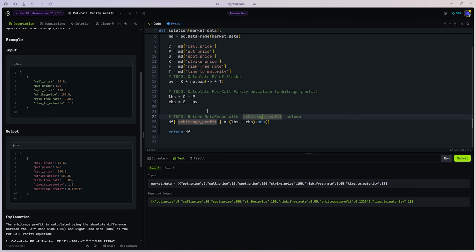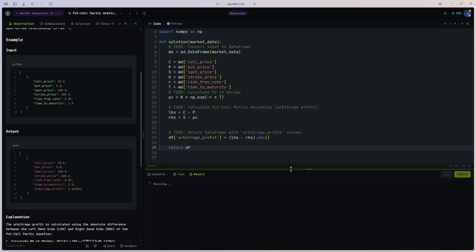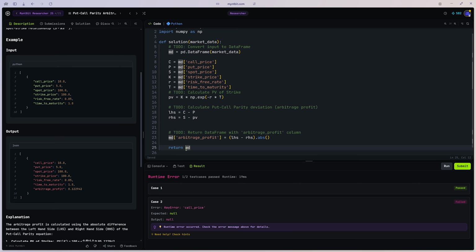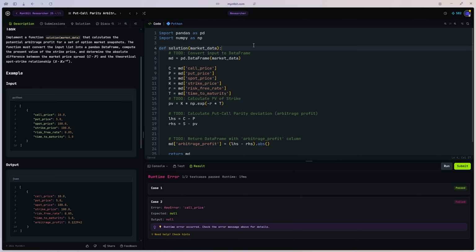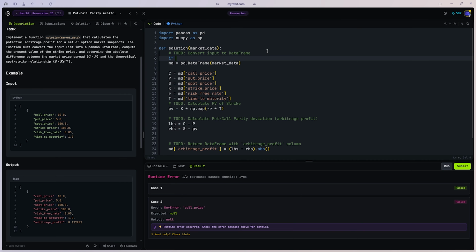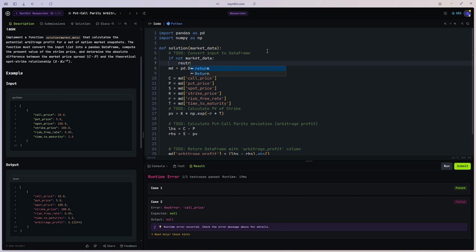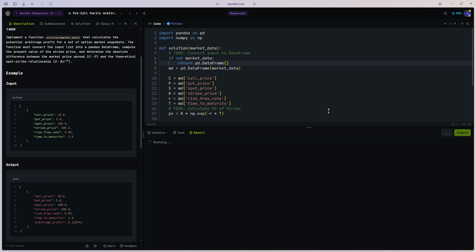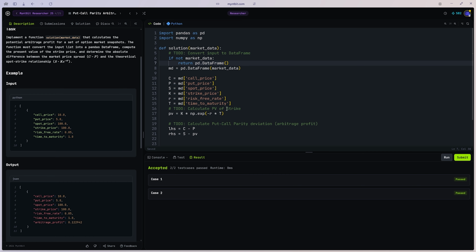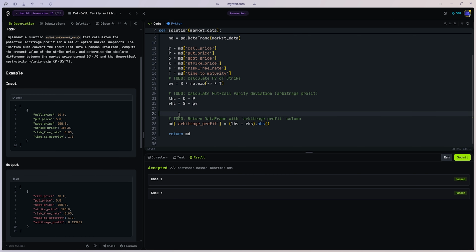So after we create this column, we return it, and let's see what we get. I accidentally put DF instead of MD, and call price is not the same. So this doesn't actually account for when there is no market data, where we would return an empty data frame. And once we account for both of the variables, we should be able to get the correct output.